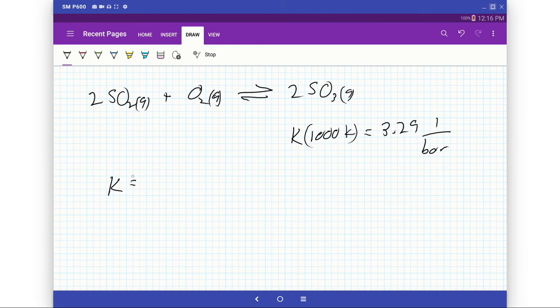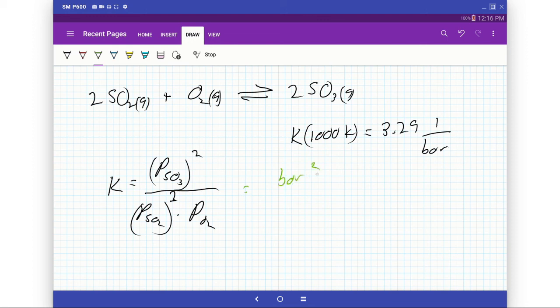For the units, this would be pressure of SO3 squared over pressure of SO2 squared times pressure of oxygen. So the units that come out of this would simply be bar squared, since I'm using bar here, over bar squared times bar. Bars cancel, and I'm left with 1 over units of bar. You can always figure out what the units are just by going through the equilibrium constant expression and plugging units in.